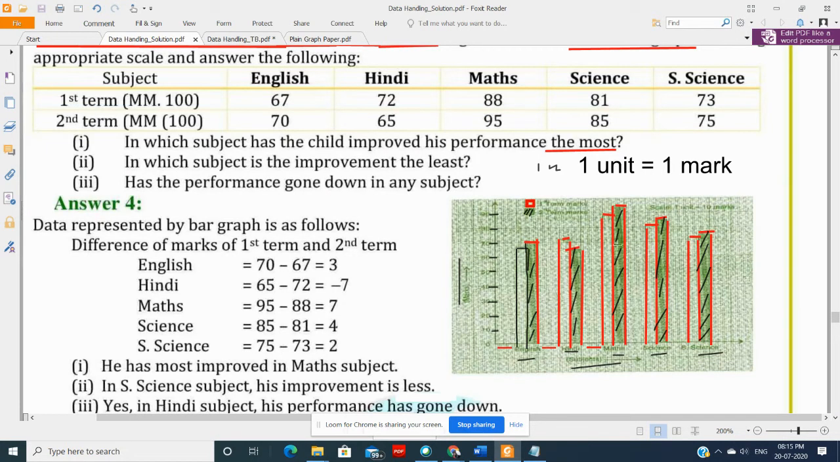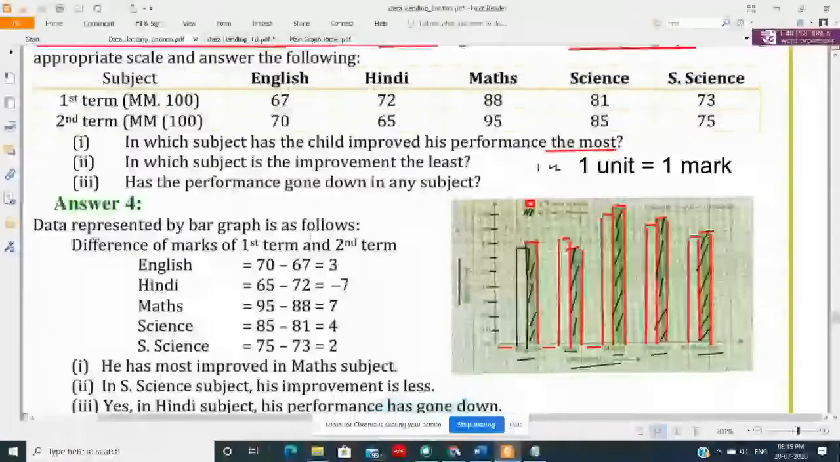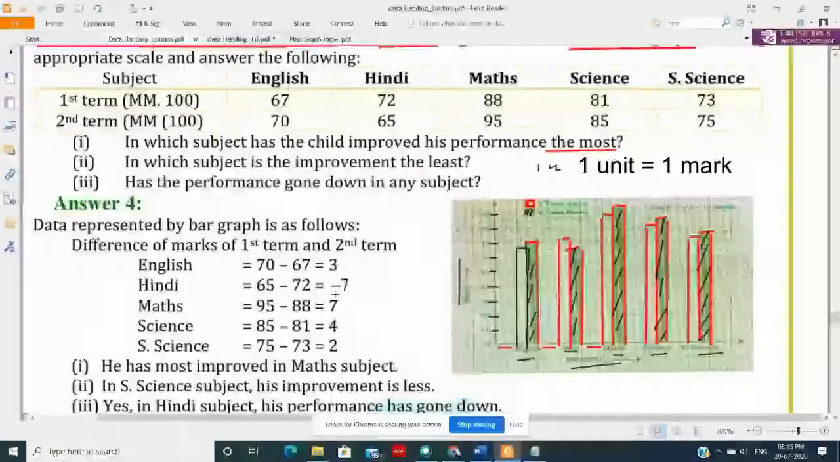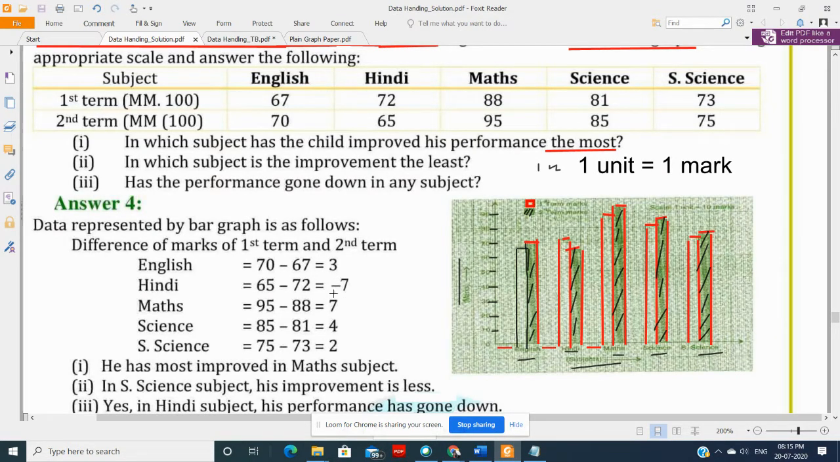So we can see that. See, how can we decide? If you see the difference, if it is a big number, then we can see that he has improved the most. So see, the data represented by the bar graph is as follows. First, we need to see the difference. So in English, what is the difference between the first term and the second? 3. In Hindi, -7, which means he has reduced.